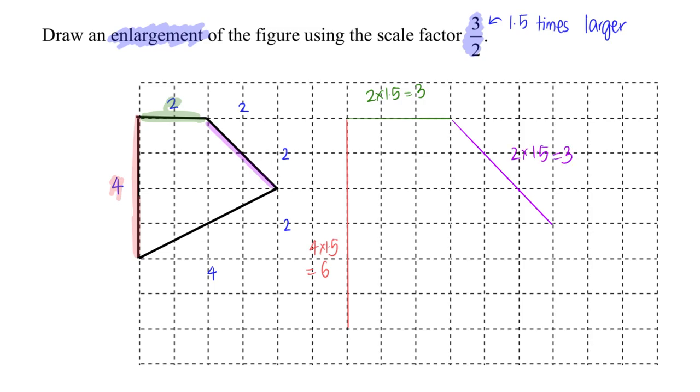And of course the last one is pretty straightforward, because what I now need to do is simply to join the 2 points together. And that will be my enlargement of 1.5 times.